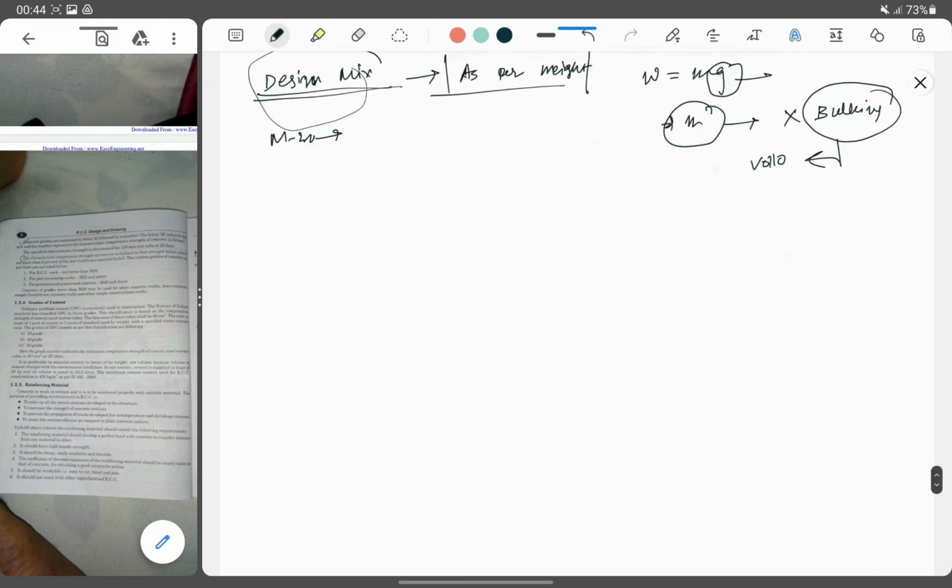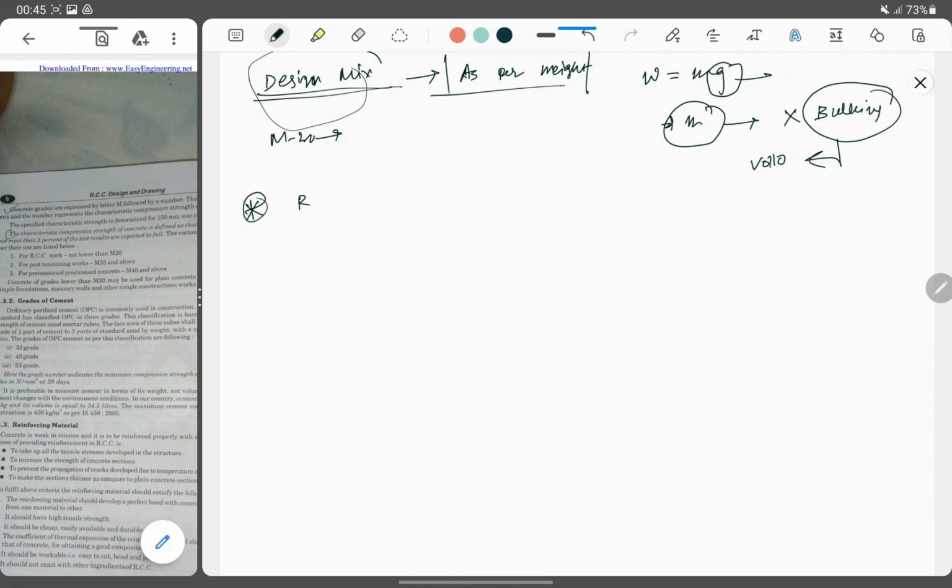Now we'll talk about some standard protocols, or some universal considerations. Let's talk about them one by one. Any kind of R.C.C. work, you have to prepare at least M20 grade. That means characteristic compressive strength should be 20 Newton per mm square.